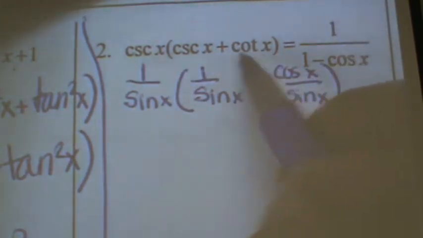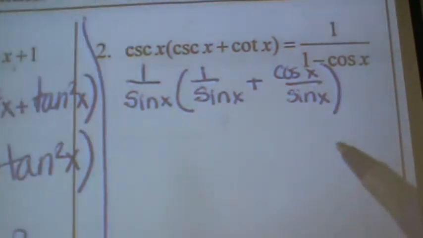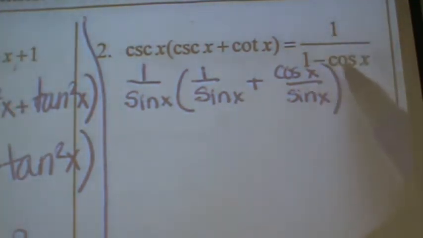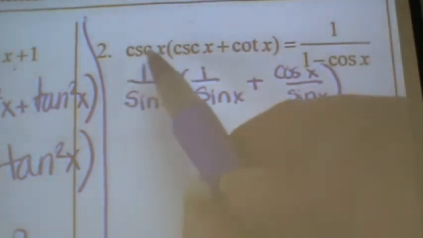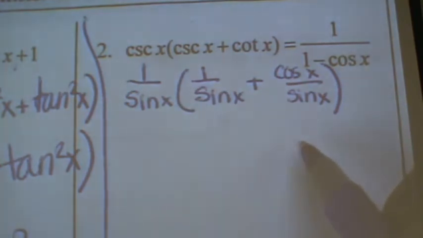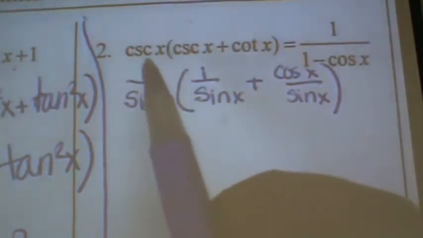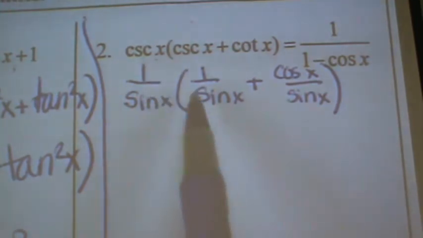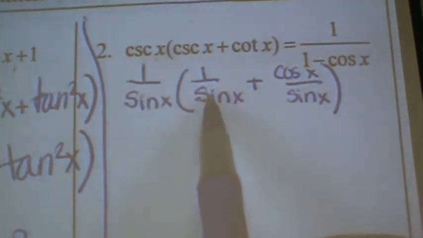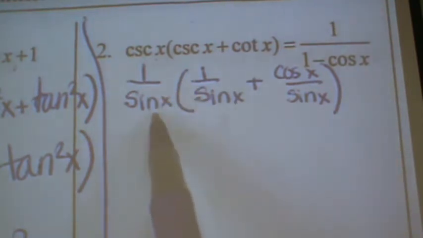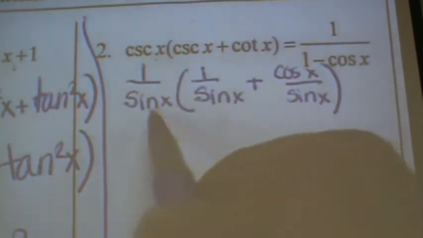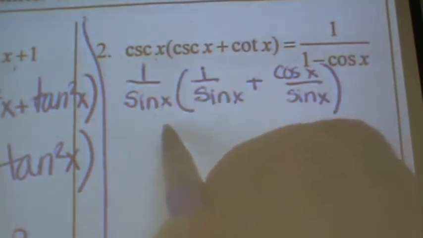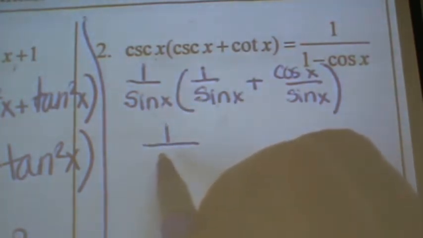Everybody see, I'm working on this side right here. Now the reason why I chose not to work on this side is because I really don't know what to do here. I know that I can replace cosecant and cotangent. Does everybody see what I did? I just rewrote these. Now, what is this asking you to do? Multiply. What do you think 1 over sine times 1 over sine is? What's sine times sine? Sine squared x.